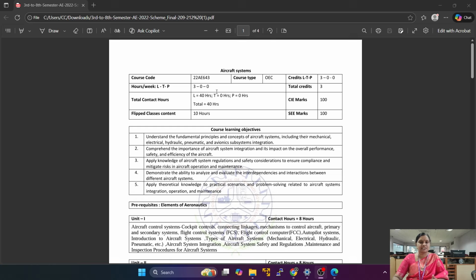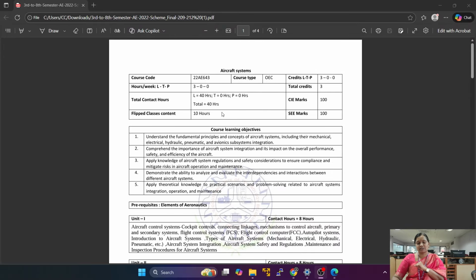It can be mechanical systems, electrical systems, hydraulic, pneumatic, and as recently we have seen the development of electronics to a great extent, we call it avionics. So this aircraft systems is one of the more interesting subjects offered from our department.